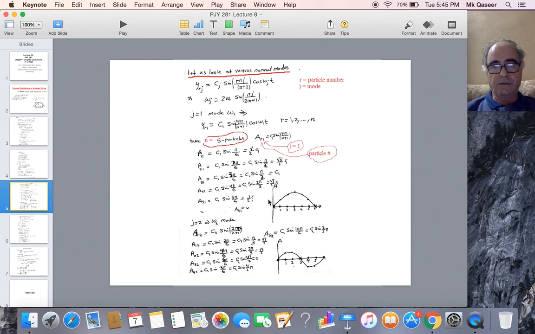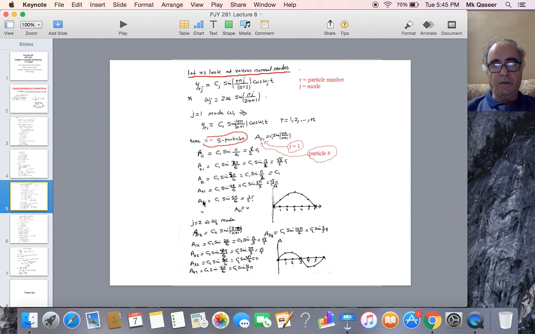A21 for particle number 2, this is particle number 1. This thing is in this plot. This is T versus the amplitude, the vertical amplitude. For the second particle, A21 is C1 sine 2 pi over 6, which is square root 3 over 2 C1. A31, particle number 3, is C1 sine pi over 2, which gives you C1. This is C1, the maximum.